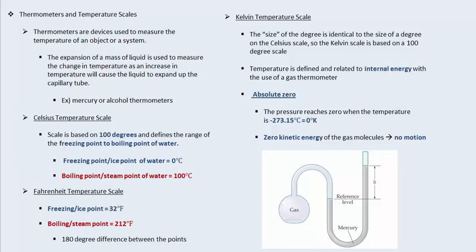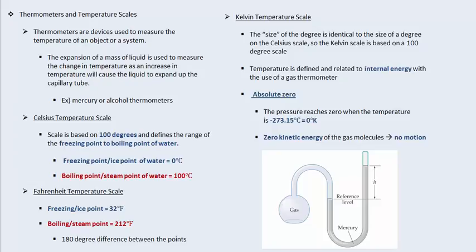While the Fahrenheit temperature scale differs, we see that its freezing point of water is marked by 32 degrees Fahrenheit, and that the boiling point of water is equal to 212 degrees Fahrenheit, which is a 180 degree difference between the points instead of the 100 degree difference that we see in the Celsius scale.